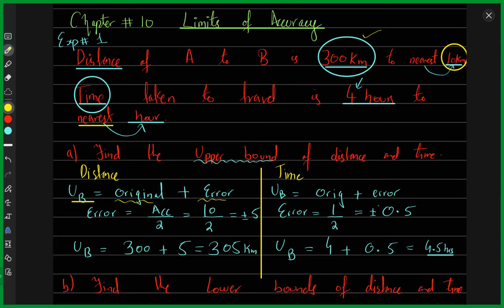So it's simple. Distance is given, that's 300. For upper bound it is 300 plus error, that gave us 305. For time, the original value was given, it was 4. So we did 4 plus the error of time. So it was 1 divided by 2. It gave us 0.5. And we have just added 0.5 because we were talking about the upper bound of time.